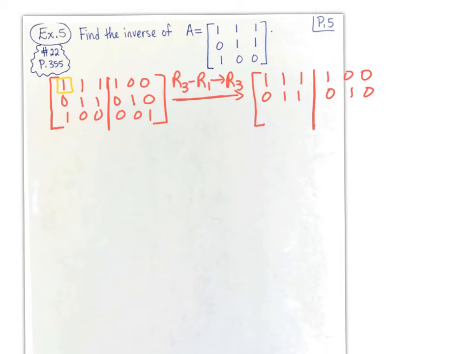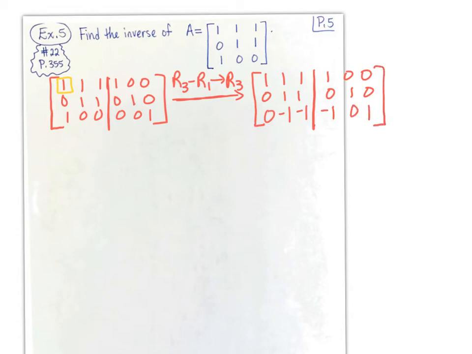So 1 minus 1 is 0. Then we have 0 minus 1, negative 1. Then we have 0 minus 1, negative 1. Then we have 0 minus 1, negative 1. Continue. Let me know what we get. 1. You got it. Good.